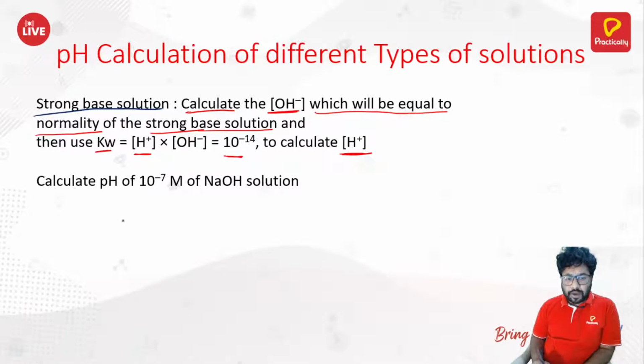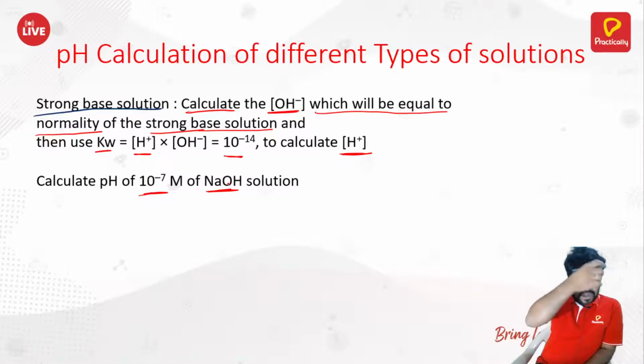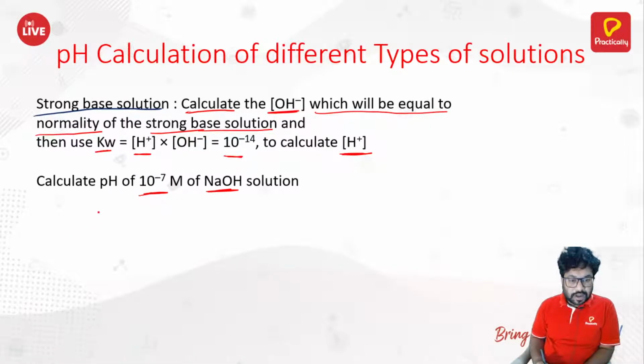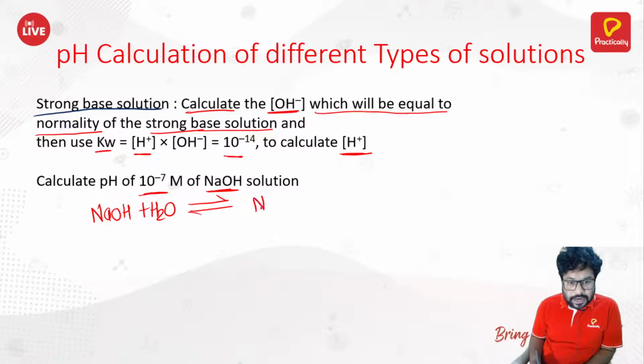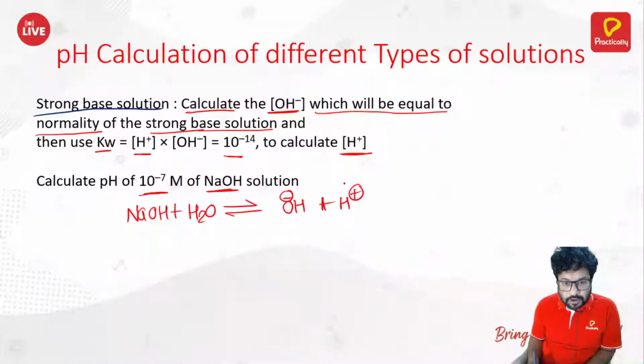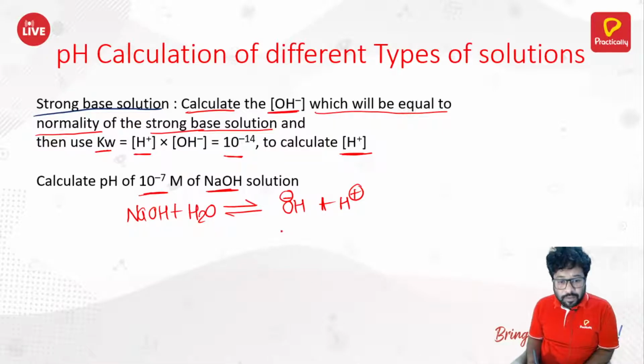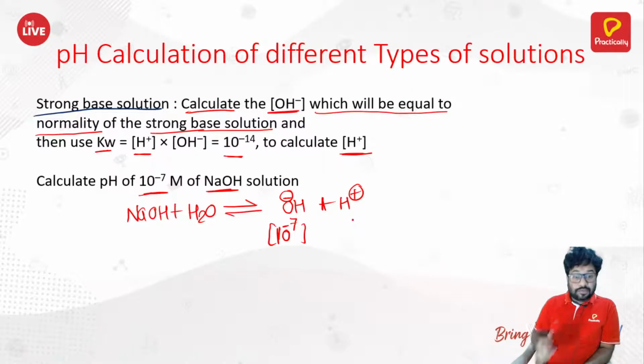So yeah, now the pH of 10 raised to minus 7 molar NaOH solution. Now how can we do this? Obviously, your NaOH will be put into the water. So you get Na plus, and we are concerned with OH minus only. We don't need to care about anything else here. So OH minus concentration is how much? 10 raised to minus 7, isn't it? Initially, it will always be that much, 10 raised to minus 7 molar.